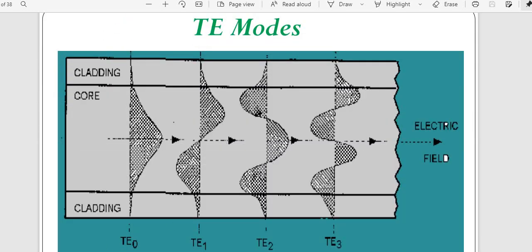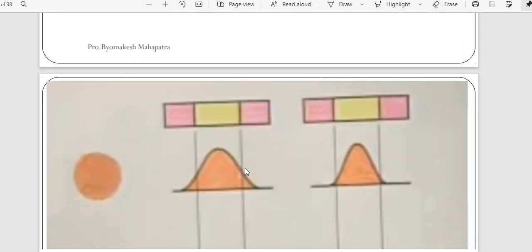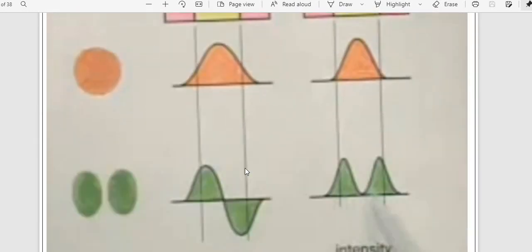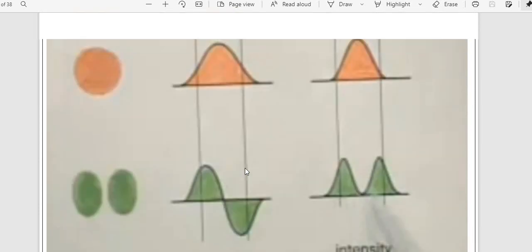Next, TE mode, as we have seen, right? When TE is equal to 0, the zeroth component means one main lobe. When TE1, there are two lobes. When TE2, there are three lobes, right? Based upon core and cladding, we have seen how the vertical component is going to vary. Next, this is our field strength, how we get the field intensity.